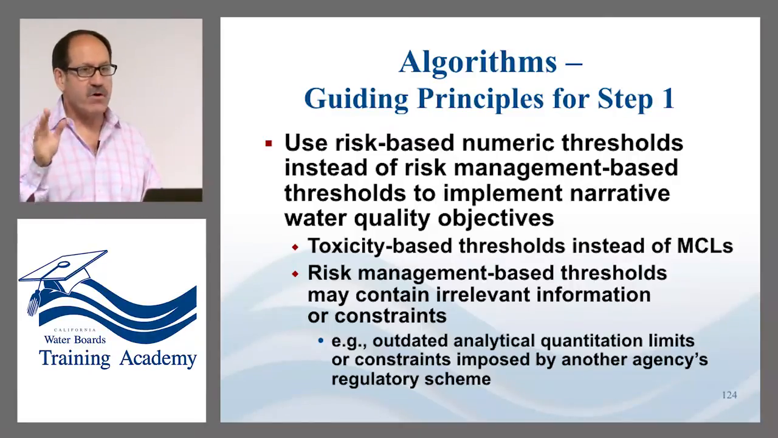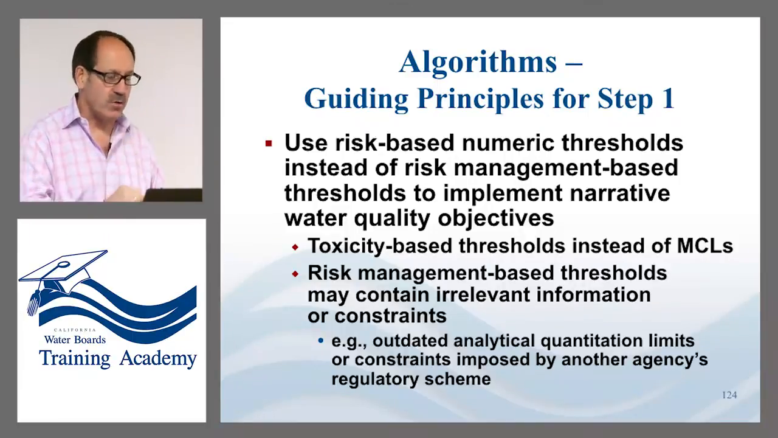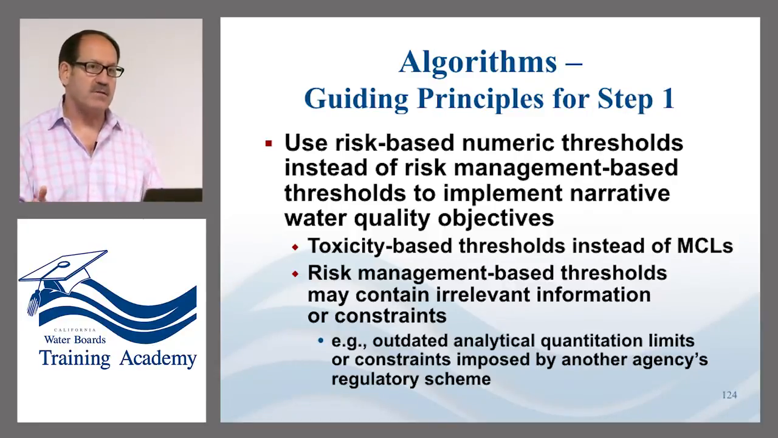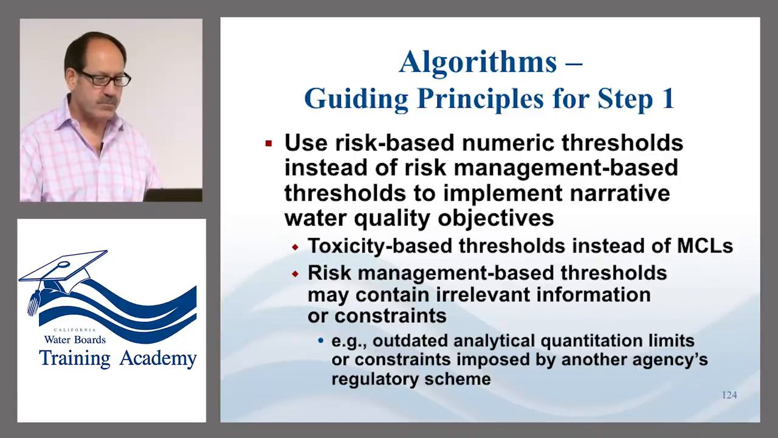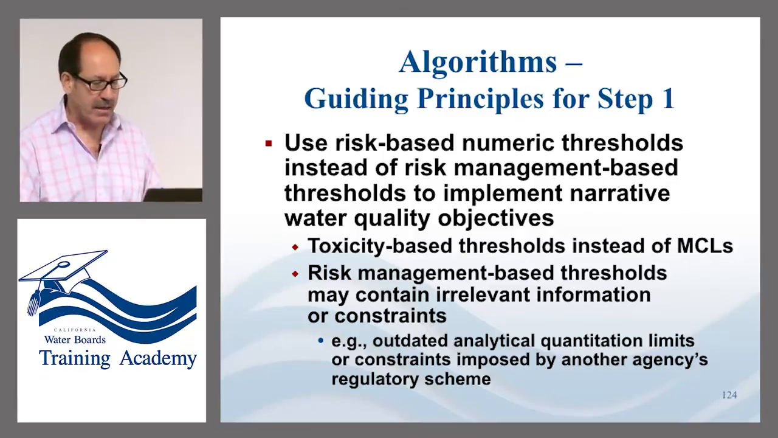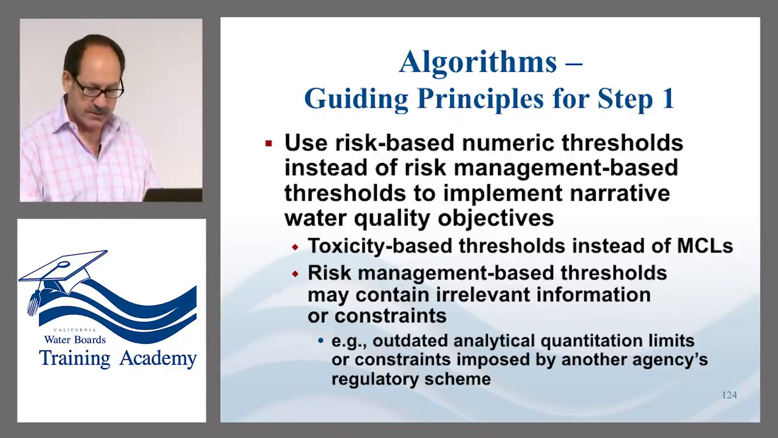Some of those adjustments may not be relevant to what you're trying to do, and I showed you some examples earlier on that. So toxicity-based thresholds instead of MCLs is a preference when you're implementing the toxicity objective. Again, because risk management-based thresholds like MCLs may contain irrelevant information or constraints, outdated analytical quantitation limits, constraints imposed by another agency or organization's regulatory scheme, like the drinking water program.